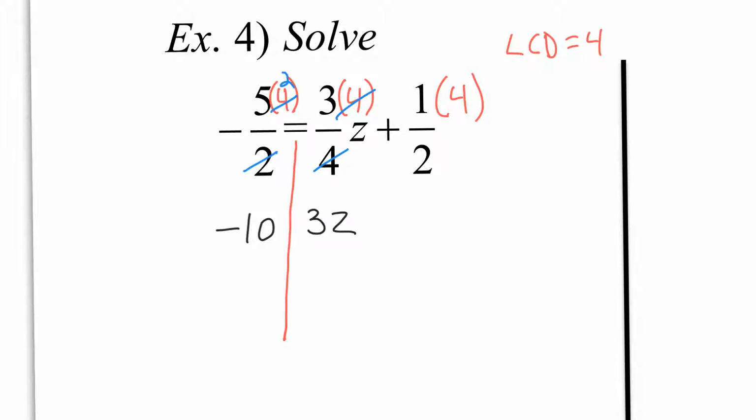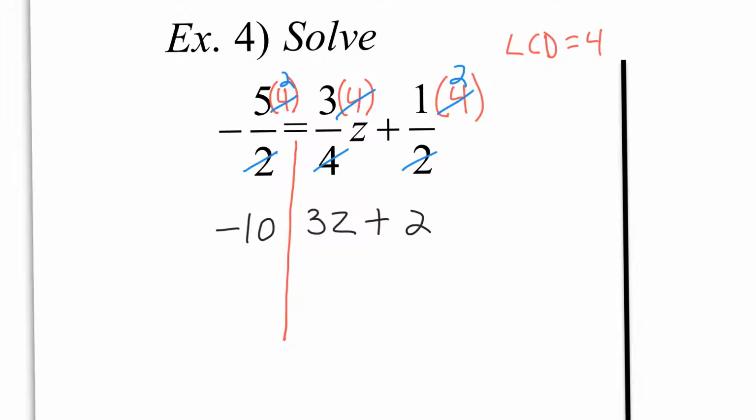Z plus, and over here, 2 is not 4, but 2 goes into 4 2 times. So I'm going to cross this one out, and this one is going to simplify to 2. 2 goes into 4 2 times. And then you guys multiply. And this is positive 1 times 2, which is positive 2. Now you guys don't have fractions. You can start solving for z.